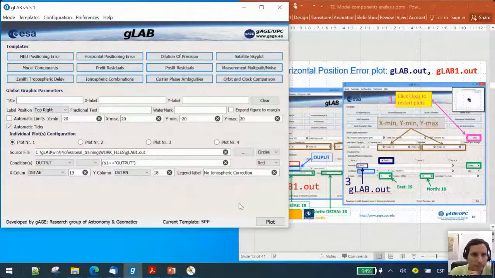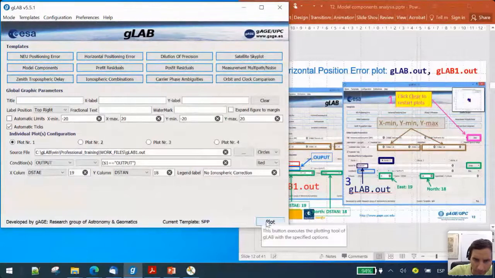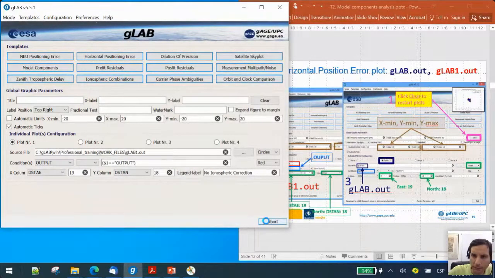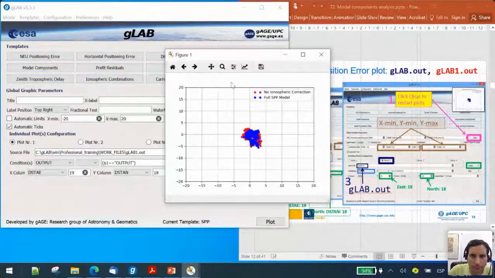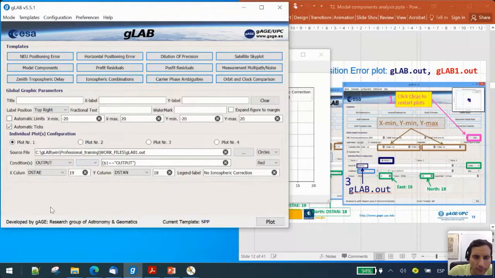So everything is ready to make the plot, and we can launch this second plot to see what is the impact in the horizontal positioning. Why horizontal positioning? Because we are plotting the east error against the north error. It's like if we are cutting the error in a horizontal plane.